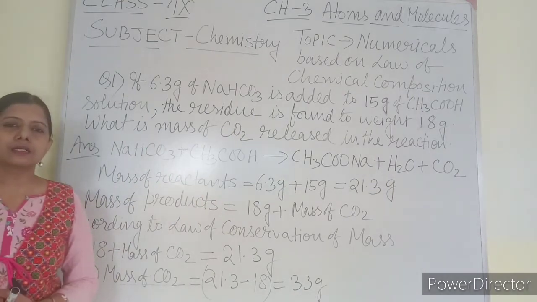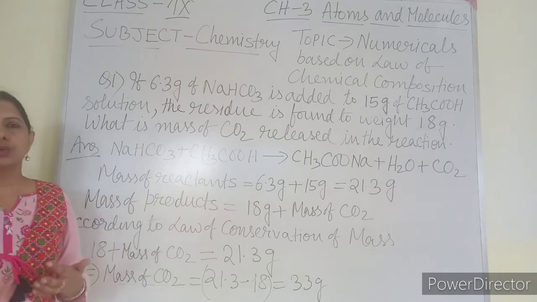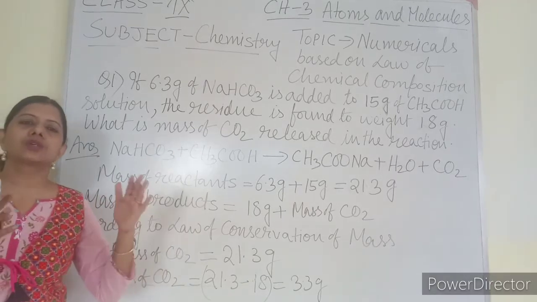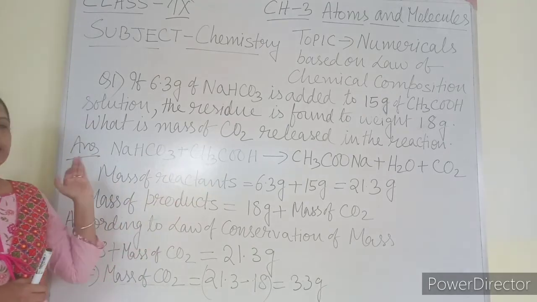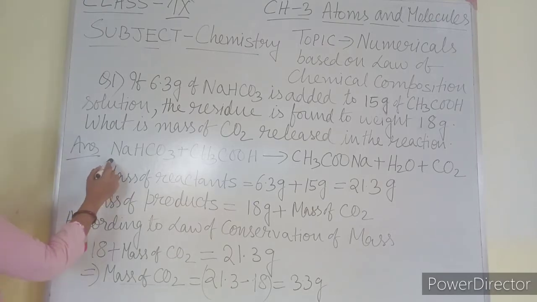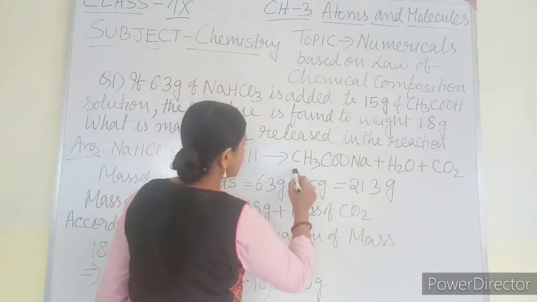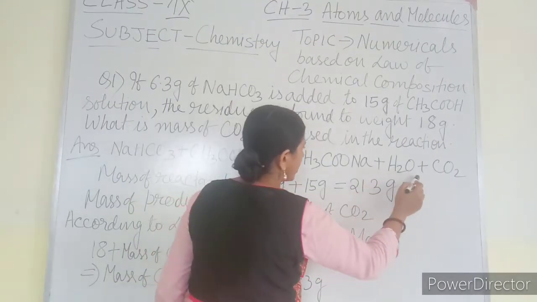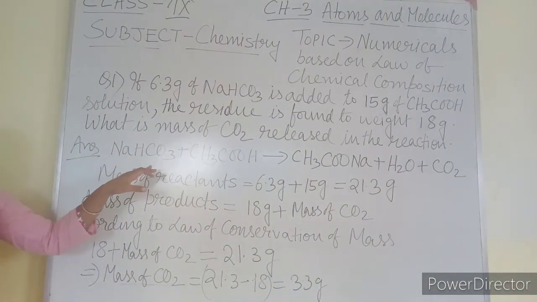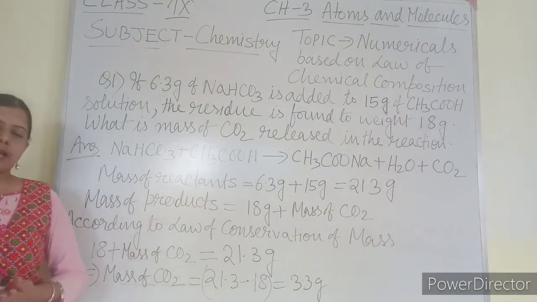Now as you are in class 9, this kind of chemical equation you have not learned, because now you are learning atoms and molecules. So in this question, most probably the equation will be given to you. I have written here the equation. Sodium bicarbonate reacts with acetic acid to give sodium acetate, water and carbon dioxide.